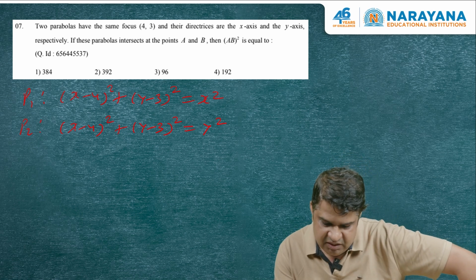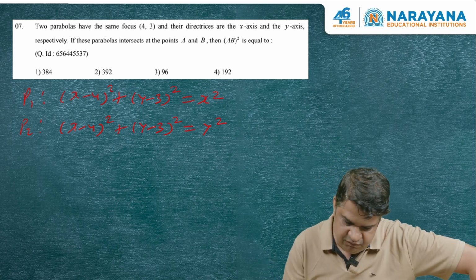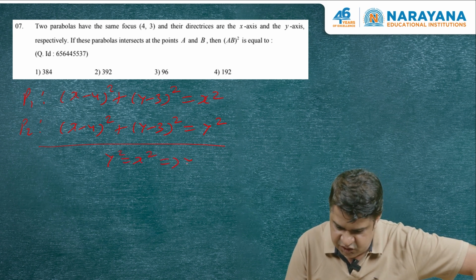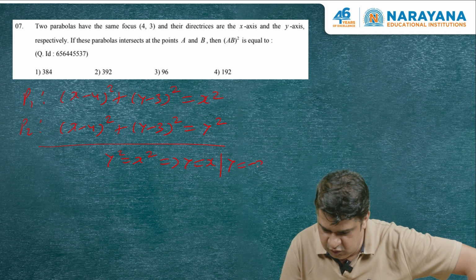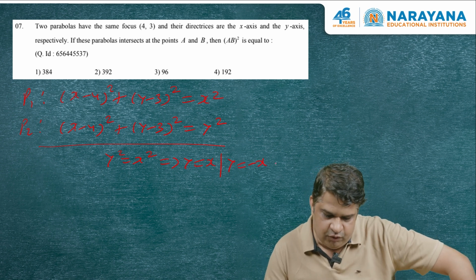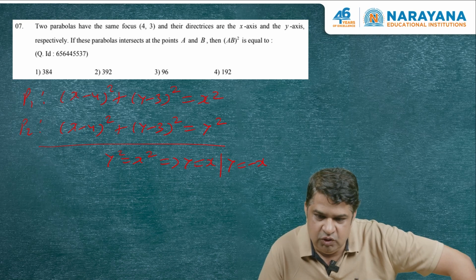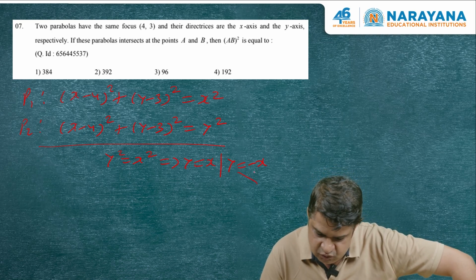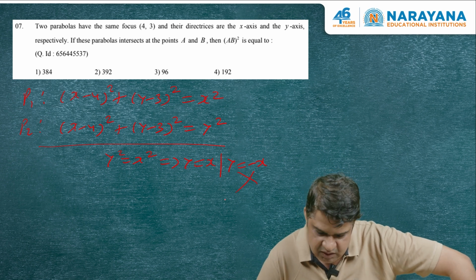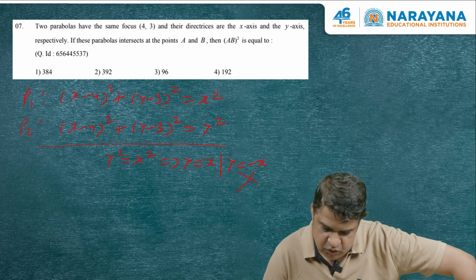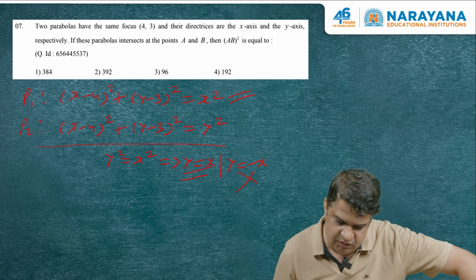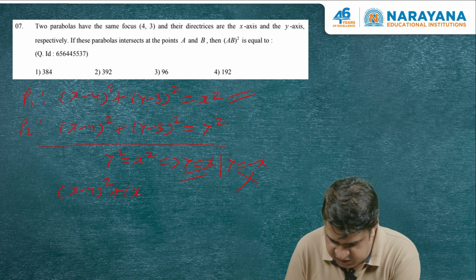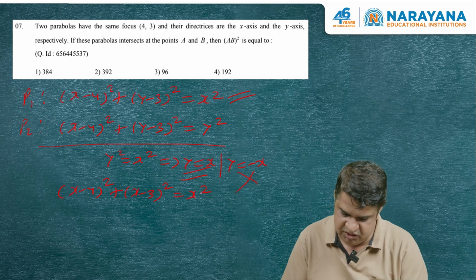Now, A and B are their points of intersection. If we solve them, we will get y square equal to x square, that is y equal to x or y equal to minus x. Now, from the diagram of both the parabolas, it is clear that both points of intersection lie in the first quadrant. So, y equal to minus x is not possible, only y equal to x is possible. Put this y equal to x in any one of the equations. So, what will we get? x minus 4 whole square plus x minus 3 whole square equal to x square.